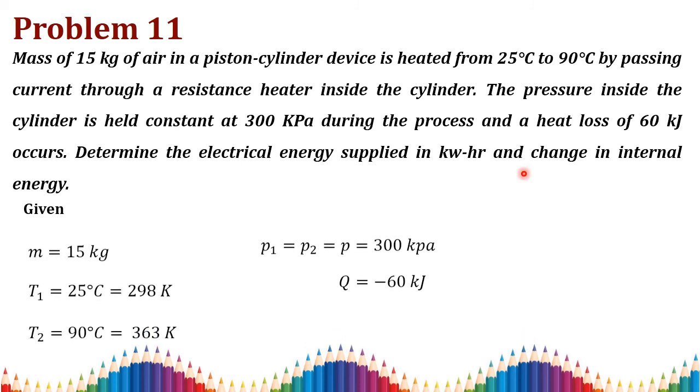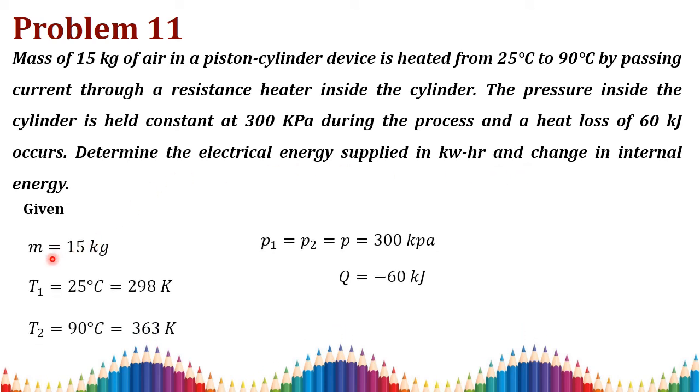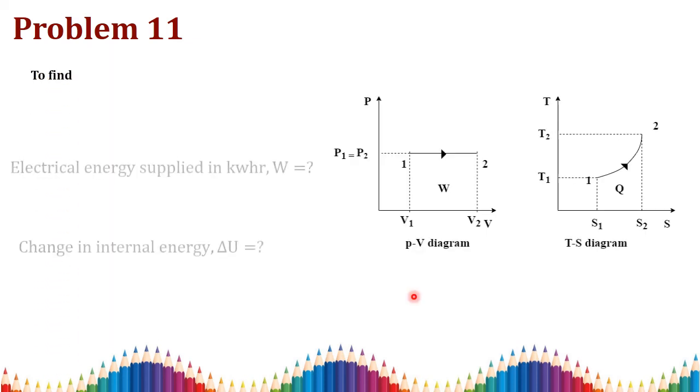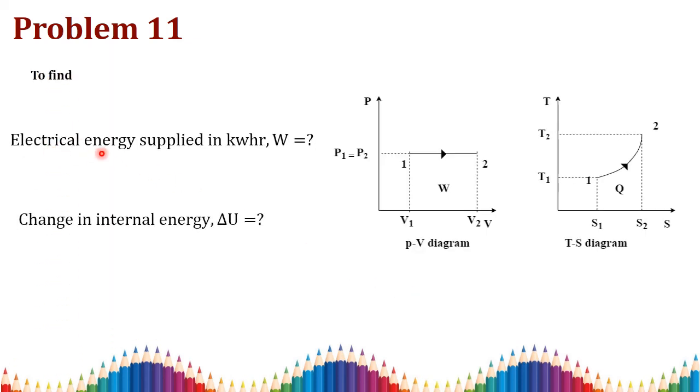As per the given data, mass is 15 kg, temperature at the initial state is 25 degrees Celsius, equal to 298 Kelvin, and T2 is 90 degrees Celsius, 363 Kelvin. As we all know, pressure is held constant, so it is a constant pressure process. P1 is equal to P2 is equal to P, which is 300 kilopascal, and heat is lost from the system, so Q is equal to minus 60 kilojoule. Then we need to find the electrical energy supplied in kilowatt hour, so it is the work done and the change in internal energy.